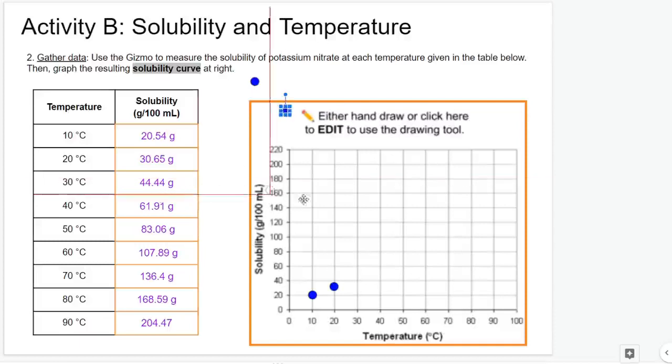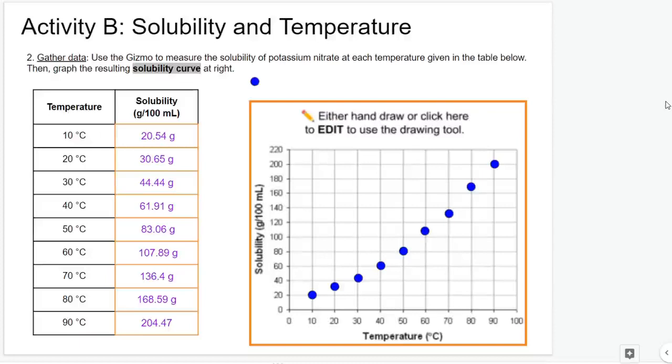Then at 30 degrees, 44.44. So here I am at 30. And then plot the rest of your dots. Once you've plotted all your dots, it should look similar to this. And now on our next slide, we wanted to make guesses. We wanted to make predictions.